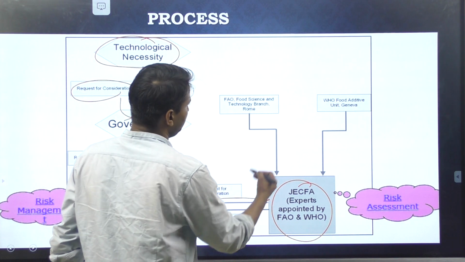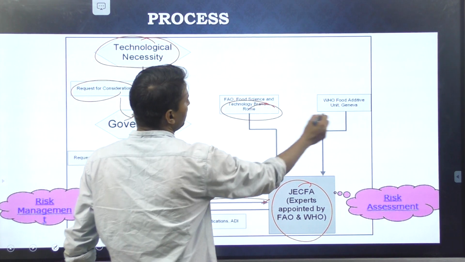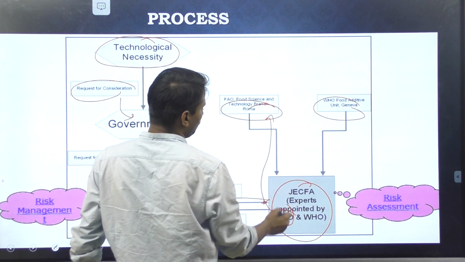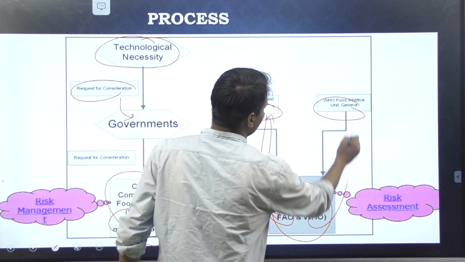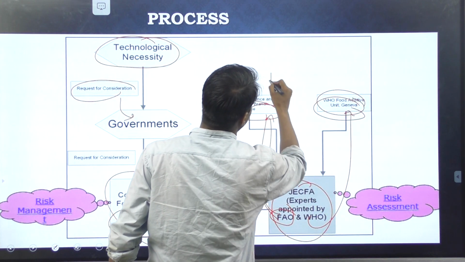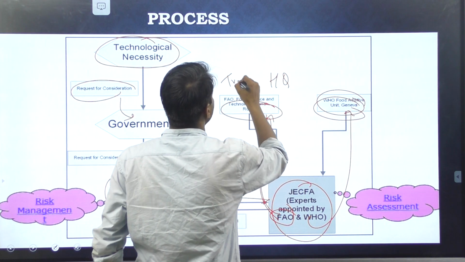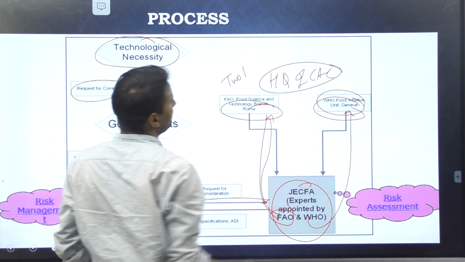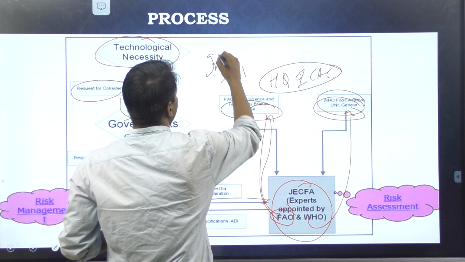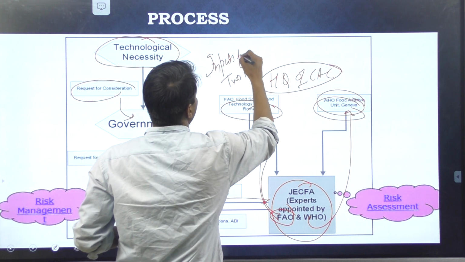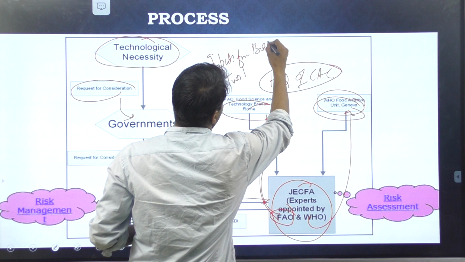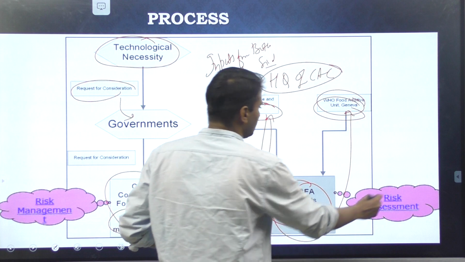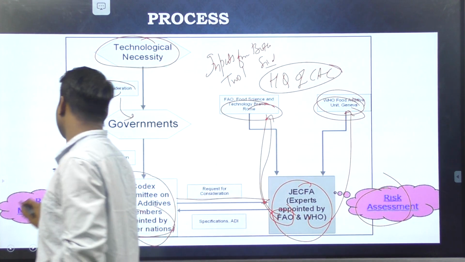And JECFA has two centers. One is Rome, the second is Geneva. It is made up of two bodies. One time it is Rome, because Rome is the capital of Italy, then it goes to WHO, and one time in Geneva. So these are the two headquarters of the Codex Alimentarius Commission. They will take the inputs from both sides. Okay, so this all comes under risk assessment, and this all comes under risk management.